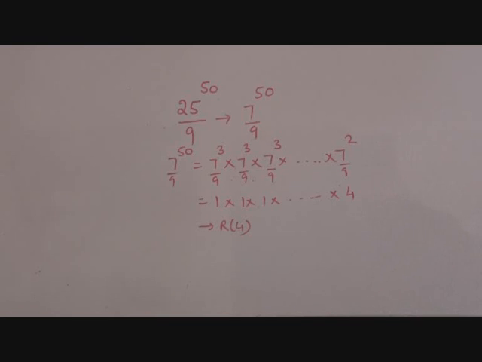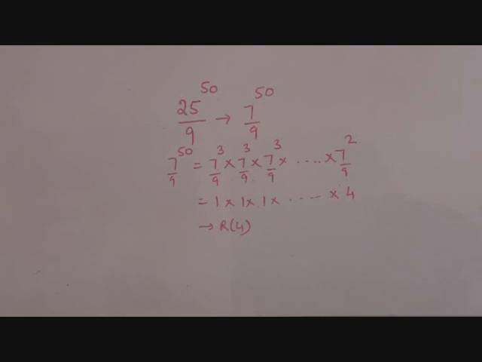So I have to find out the remainder when 7 raised to 50 is divided by 9. Now for 7 raised to 50, I'll have to find out the power of 7 which gives me remainder 1 with 9. So 7 square gives me 49, which gives remainder 4 with 9. It is not giving me remainder 1. So I see the next power, which is 7 cube. 7 cube is 343, and I see that 343 gives me remainder 1 with 9.